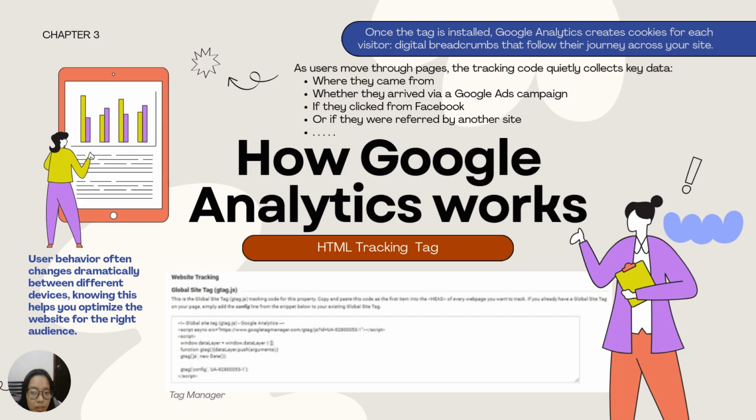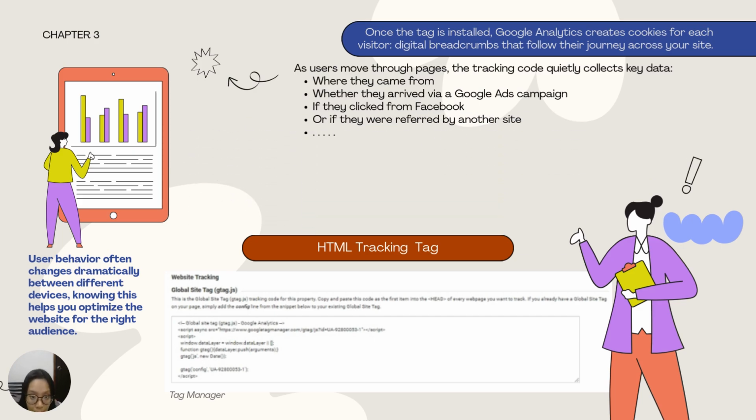Google Analytics also detects the type of device they use, whether they're browsing from a smartphone, a smartwatch, a tablet, or a desktop, and even a specific browser or operating system. This matters because user behavior often changes dramatically between different devices, and knowing this helps you to optimize your website for the right audience. Now let me demonstrate how we can add the tag code to our account.